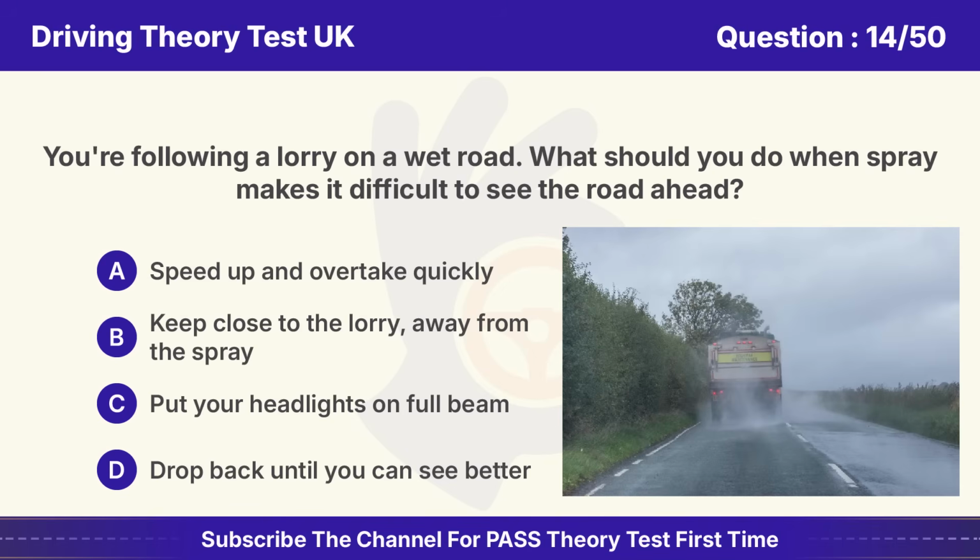Question 14. You're following a lorry on a wet road. What should you do when spray makes it difficult to see the road ahead? Option A. Speed up and overtake quickly. B. Keep close to the lorry, away from the spray. C. Put your headlights on full beam. D. Drop back until you can see better.